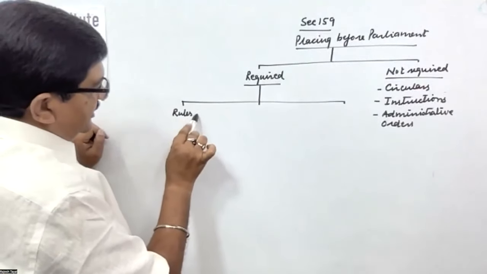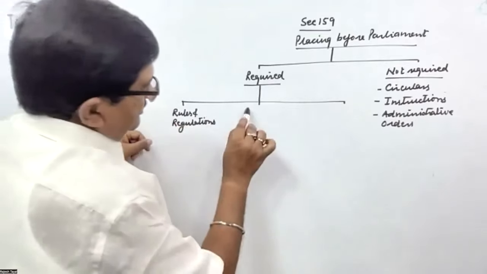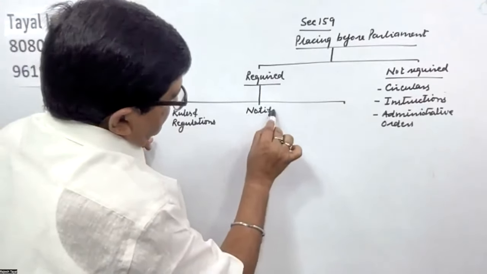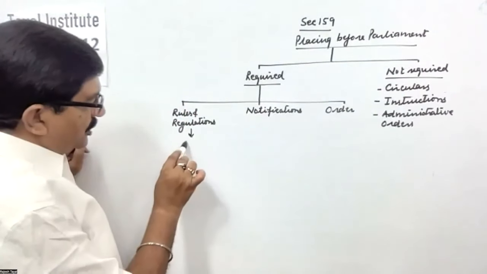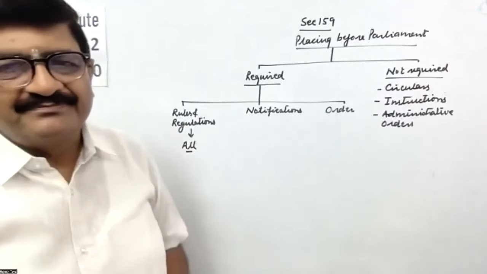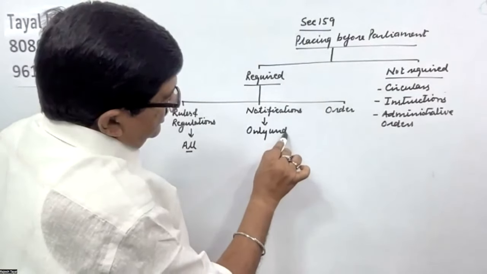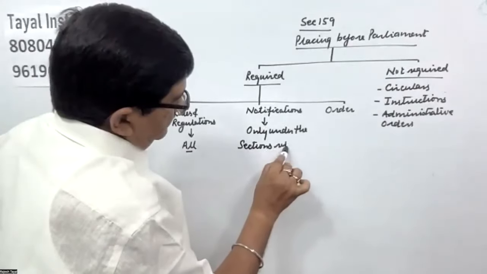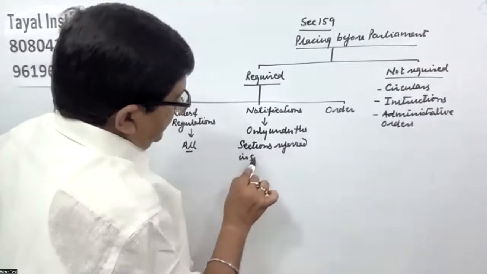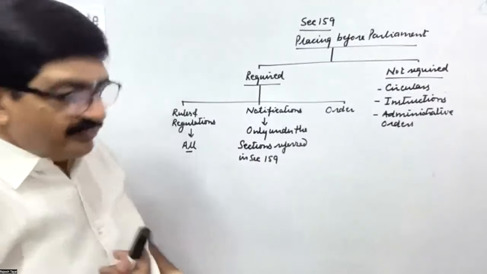Rules and regulations. Then notifications and orders. Rules and regulations, all under any section. Notifications only under the sections referred to in section 159.